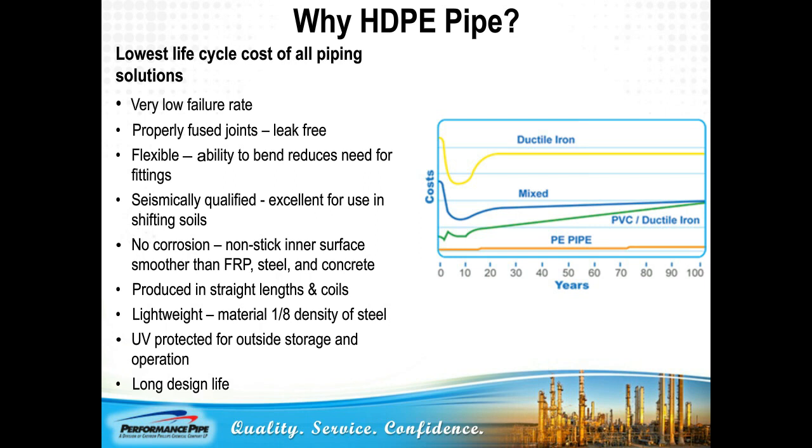And the pipe is produced in straight lengths or coils. It is lightweight, with a density an eighth of steel. It is UV protected for outside storage and operation. And finally, PE pipe provides a long design life.